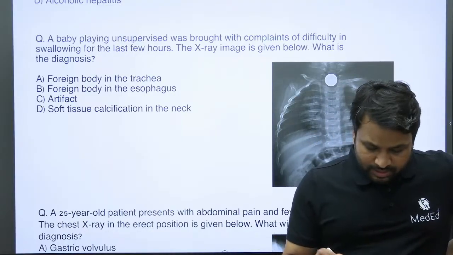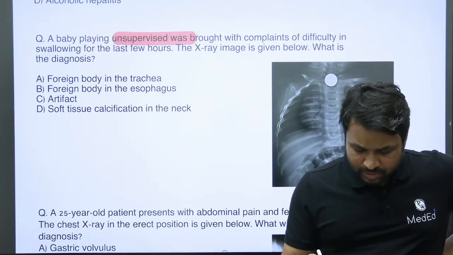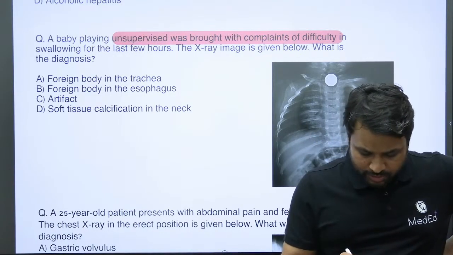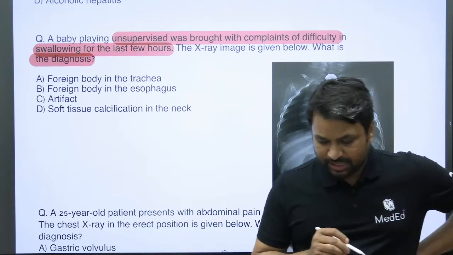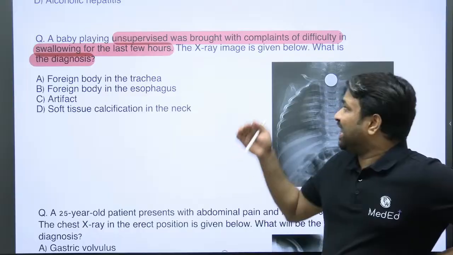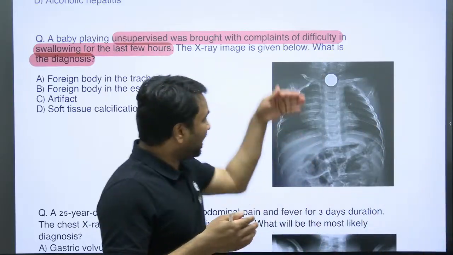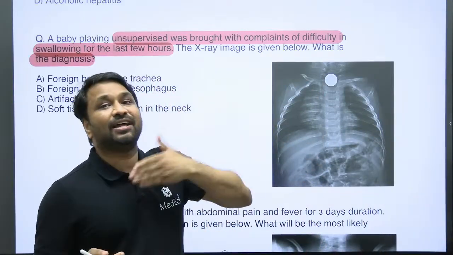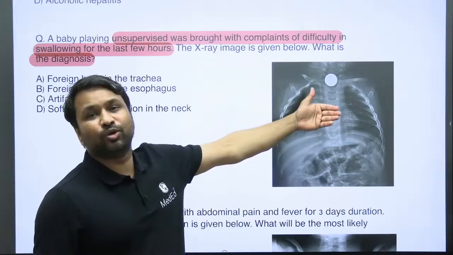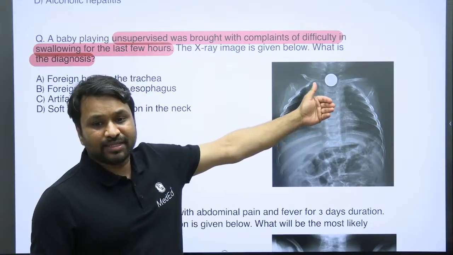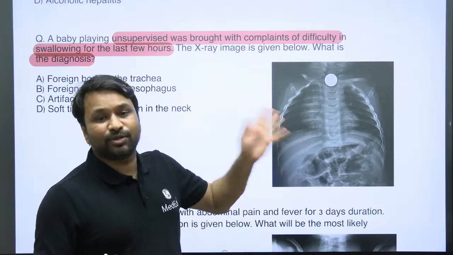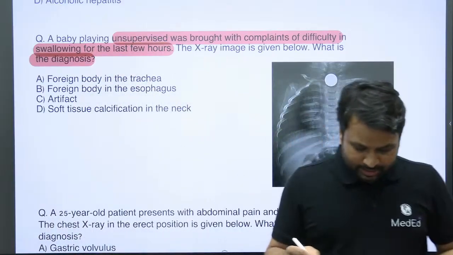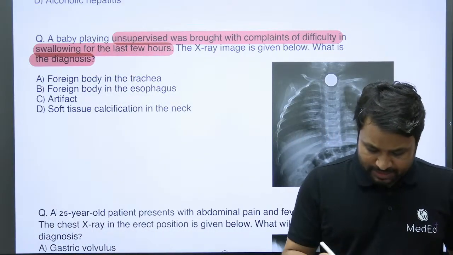Right. The next question that you have: a baby playing unsupervised is brought with complaints of difficulty in swallowing for the last few hours. X-ray is given. What is the diagnosis? Now you can see the coin en face. So in an AP view, if you are able to see the entire face of the coin, this is going to be in the esophagus. If you see it laterally en face, then it is going to be in the trachea. So here it is the face of the coin, which is present in the esophagus.